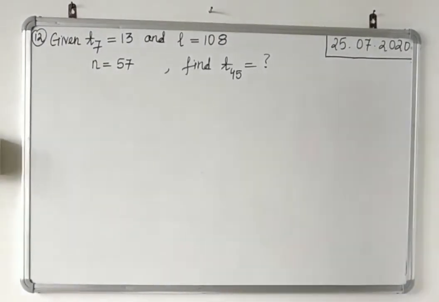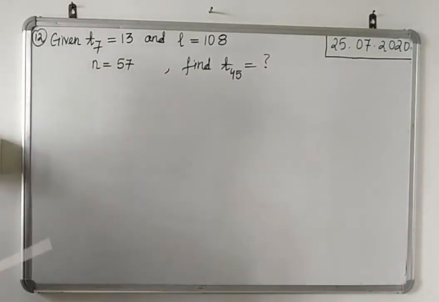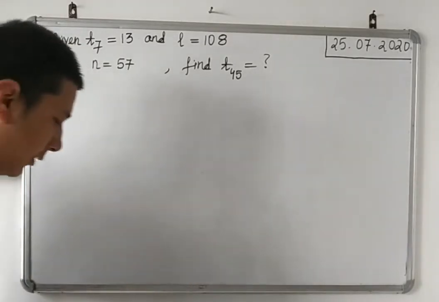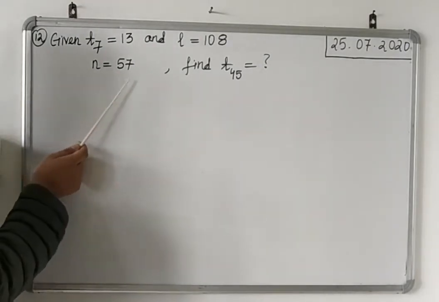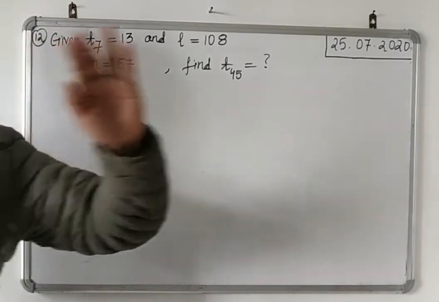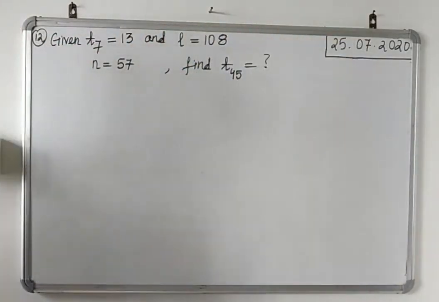Okay, so the next question we are moving on to is question number 12. Read the question. An AP consists of 57 terms, which means the value for n is 57. So there are a total of 57 terms: first, second, third, fourth, and it goes up to 57.